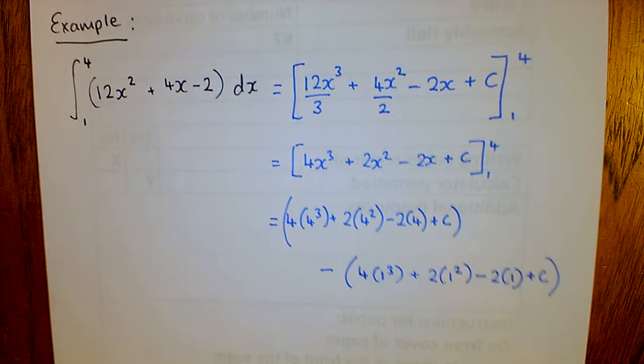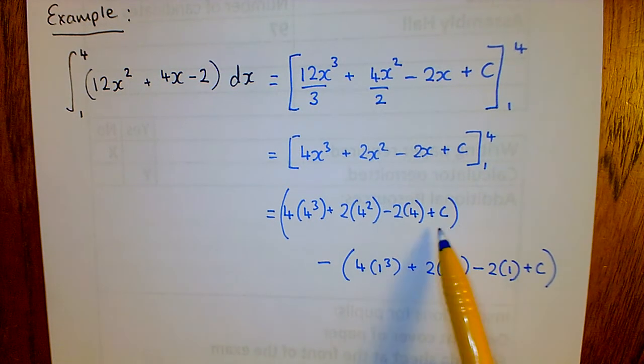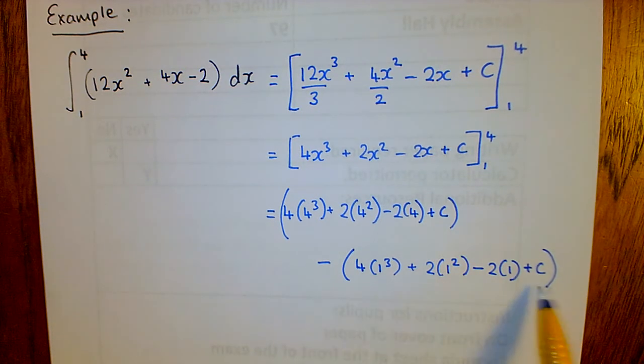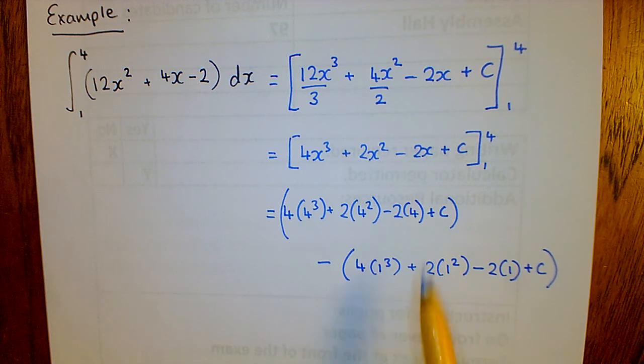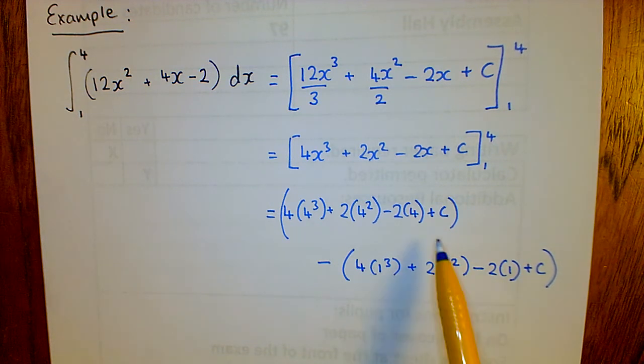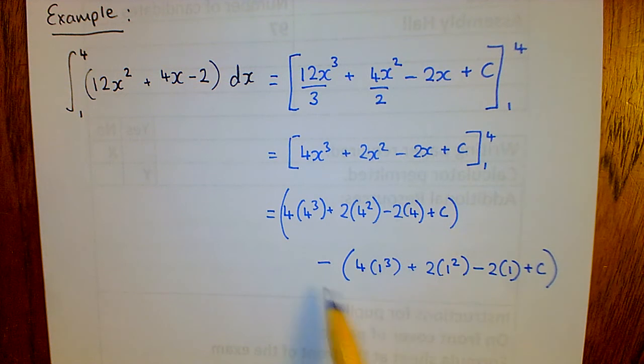Now hopefully you can see here that we'll have a plus c and then we'll have a minus c. That will happen every time, so you don't need to put in the plus c whenever we're doing definite integration. Okay, so we can just leave it out because they cancel each other. So if you had plus 10 here, then you'd have minus 10 here. So plus c, minus c, we don't need to worry about it.